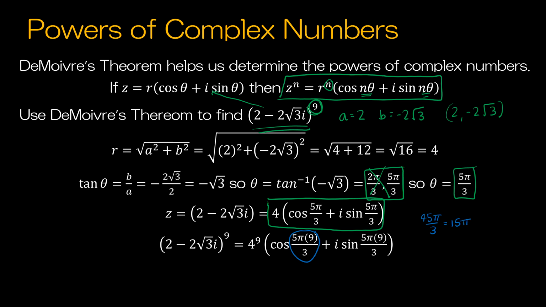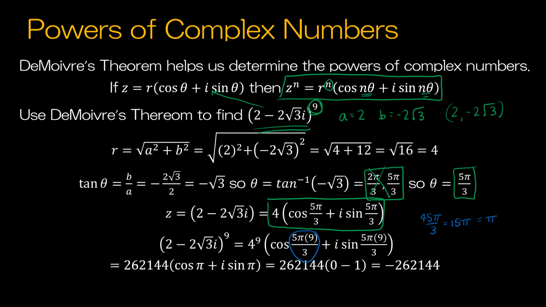Now, of course, I can use 15 pi, but remember that 15 pi has a reference angle of pi. So when I wrote it, I just wrote it as pi, because essentially I'm subtracting multiples of 2 pi. So I subtracted 14 pi to find pi. But if you had 15 pi here, that is just fine too, because obviously you're going to get the same solution. And so what I end up with is cosine of pi, which is negative 1, and sine of pi, which is 0, and I end up with negative 262,144.